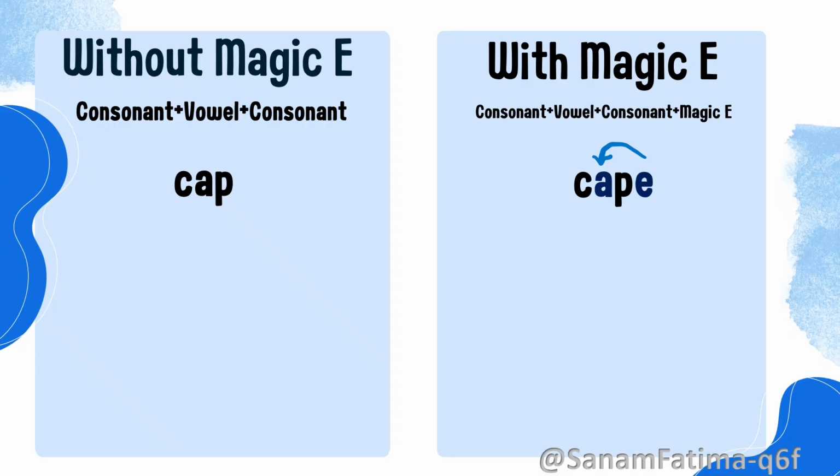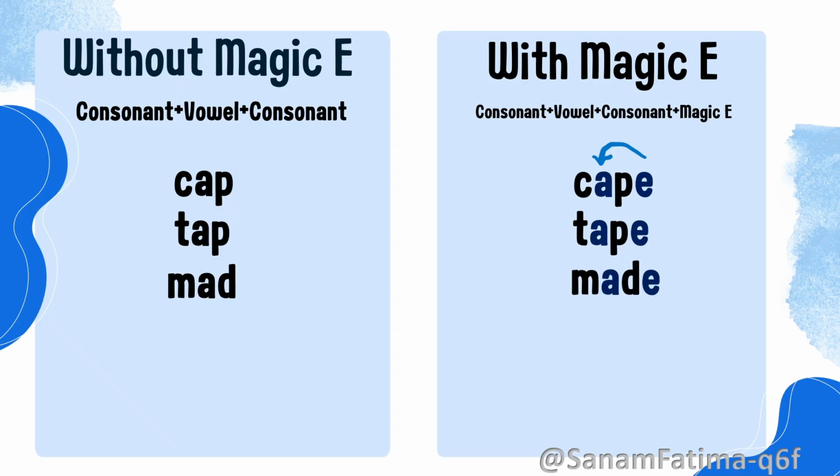Okay, let's see another example. Tap, tap. But when we add a magic E, it will become tape. See, add, mad, aid, made. Again, you can see there is no sound of letter E. These are all the words which have a vowel letter A.